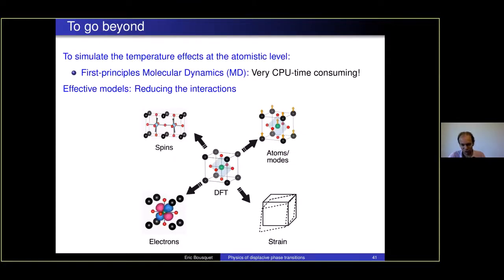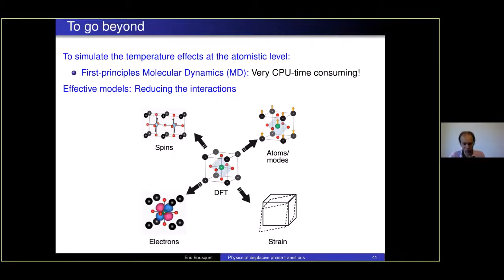And then I will very quickly finish with that. The fact that we can still have access to the full temperature effects at the atomistic level is what we call ab initio molecular dynamics. But the problem to do that from ab initio is that it is really CPU time consuming. It takes a lot of CPU time.